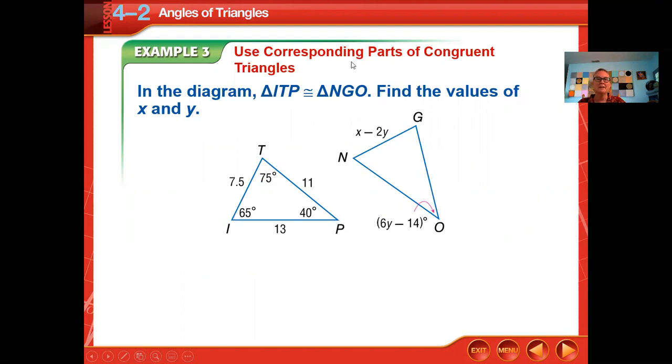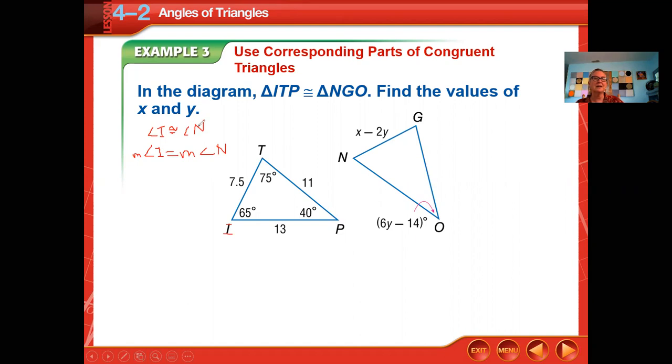Now I know that the measure of angle I, see how they don't usually use the letter I to name angles? Because it looks like a number 1. Okay, the measure of angle I is going to equal the measure of angle N. Another way they could have written it would be to say angle I is congruent to angle N. That's an equals with a squiggle on top.